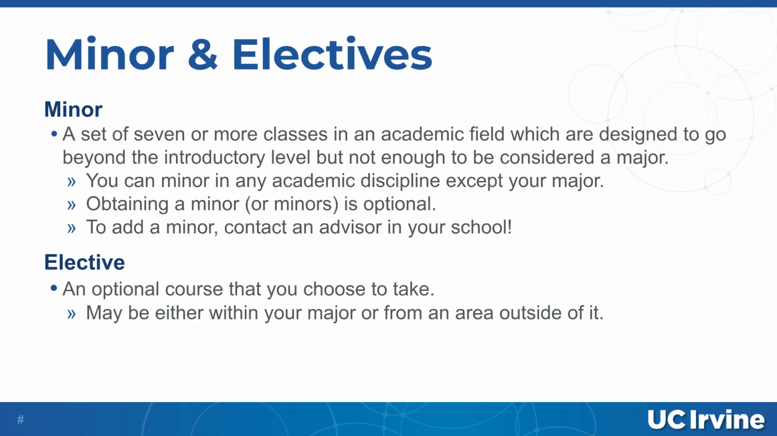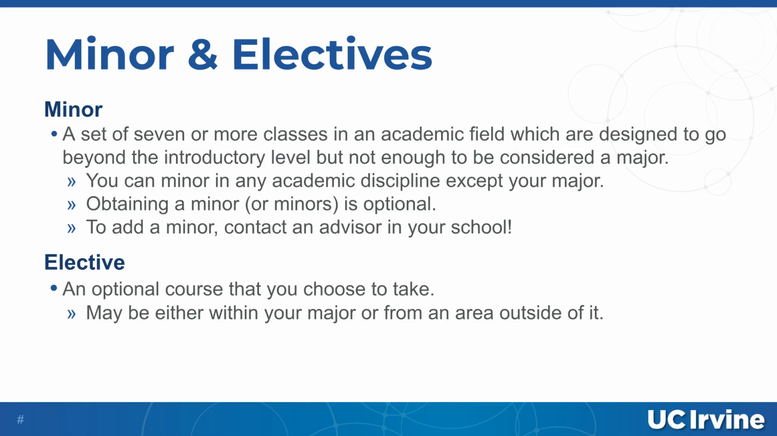We will now clarify what minors and elective courses are. A minor is a focused set of 7 or more courses in an academic field, designed to provide study beyond the introductory level without constituting a full major. You may minor in any academic discipline other than your own major, and pursuing a minor is entirely optional. To add a minor, please reach out to an advisor in your school.